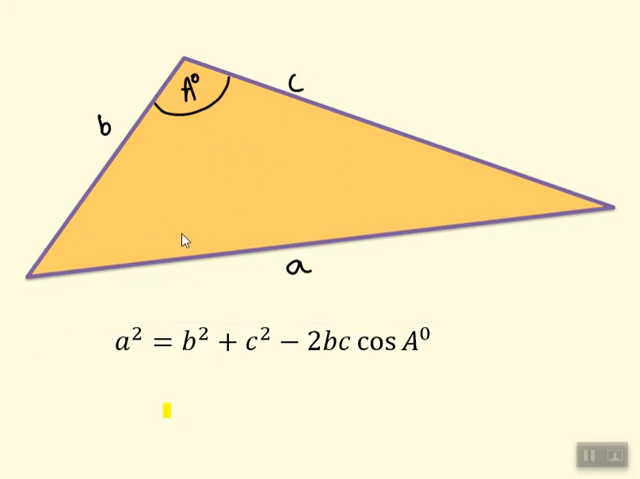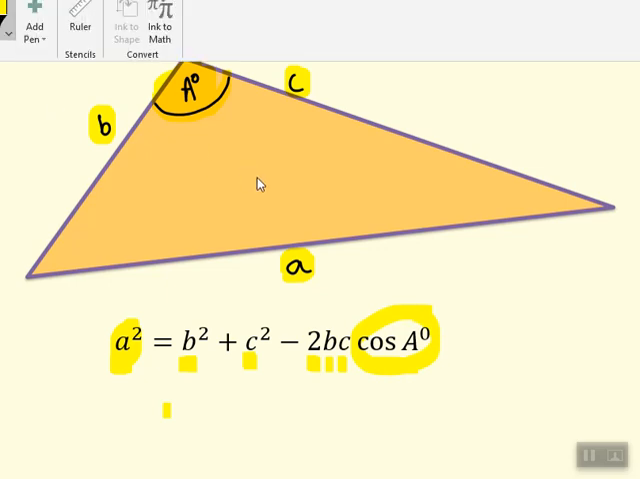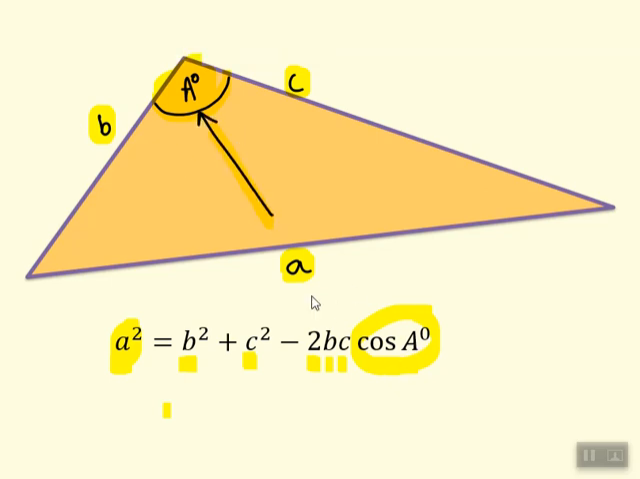Let me write that a little bit more clearly. So this is the cosine rule, written out neatly. I want to work out this side here, but unfortunately I can only work out the square of that side, so A squared, and that's equal to whatever this side is squared, add this side squared, take away 2 times B times C times cos of the angle that is opposite that side here. So this angle here, which is opposite the side we want.